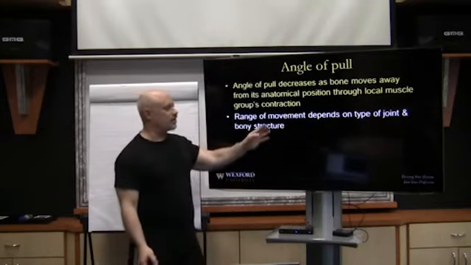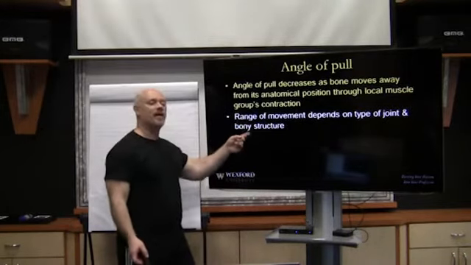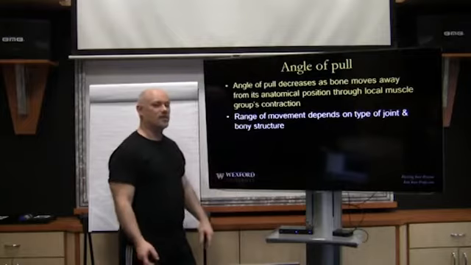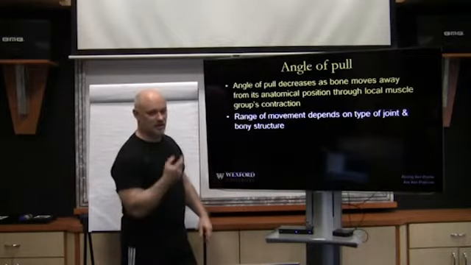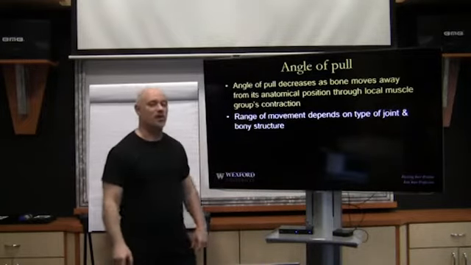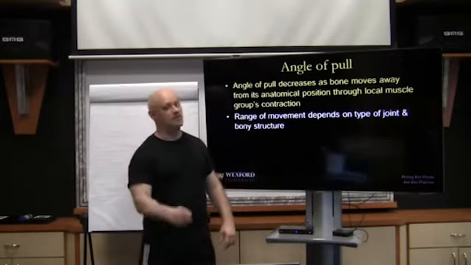Range of motion or range of movement depends on the type of joint and bony structure. So if you look at the elbow joint, it has a limited amount of range of motion versus the shoulder, which has 360 degrees of range of motion.